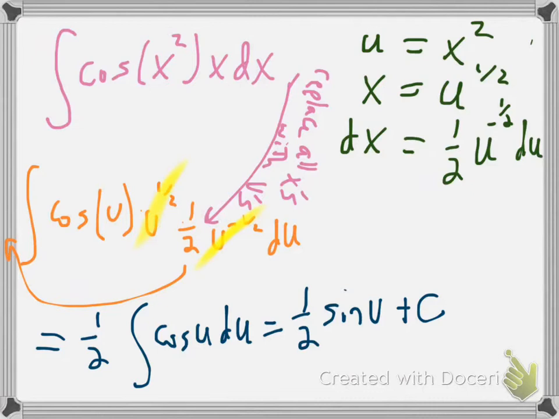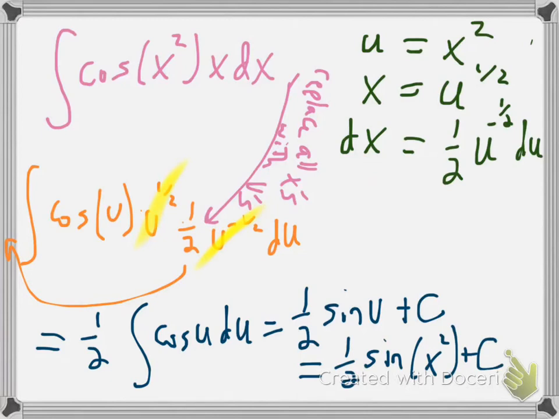plus c. Now, the one catch to this, though, is we're actually not allowed to leave it saying sine u, because u is something we just made up for this problem. We can't have u's in the answer, because the original question was all x's. So that means our final answer has to all be in x's. But again, no problem. We know that u is equal to x squared. So we just go ahead and write 1/2 sine of x squared plus c.